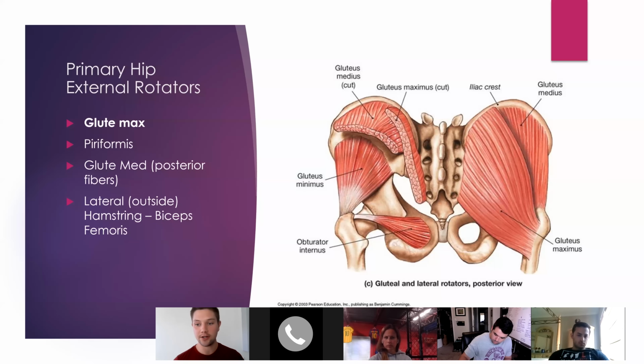Hip external rotators: when I say hip, I'm referring to the pelvic bones right here. The muscles that do this right here primarily are the glute max, the piriformis, the posterior fibers of the glute med, and the lateral outside biceps femoris muscle, the hamstring muscle, which we'll see on the next slide. But in terms of creating external rotation of the pelvis, we have to come from a position of relative internal rotation. That doesn't mean we have to be fully internally rotated. That just means that we have to come from a place where we're less externally rotated.